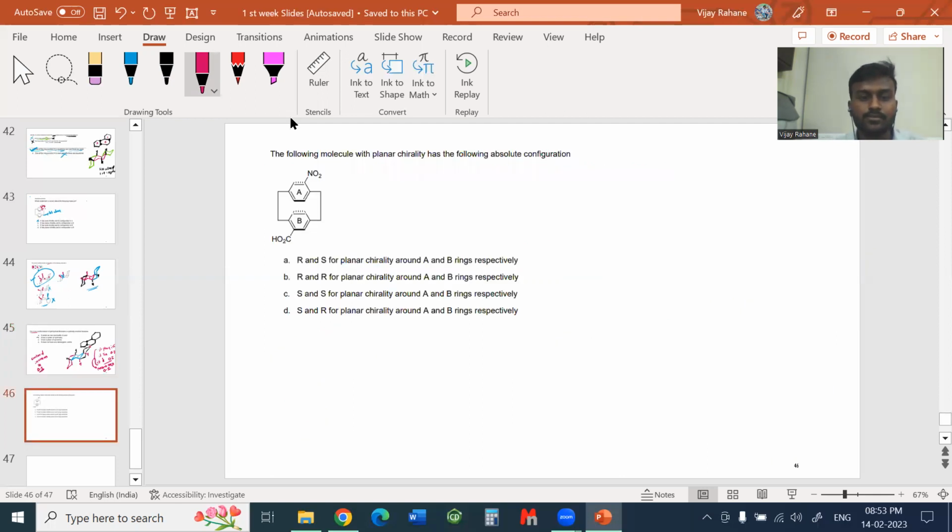Right. The next question is: the following are the planar molecule and absolute configuration. So we need to draw the absolute configuration. Here I will draw only 1, 2, 3. So it has the S configuration, and the other, in this direction 1, 2, 3, has the R configuration.